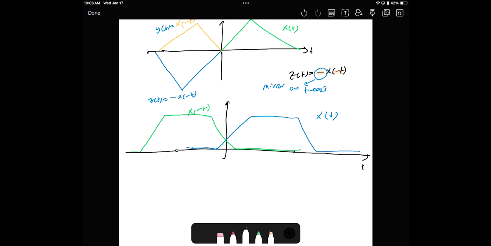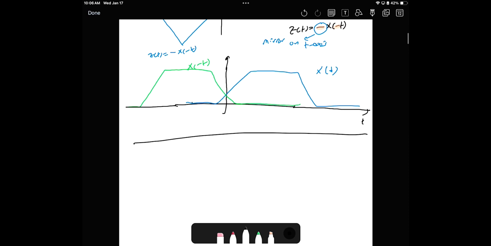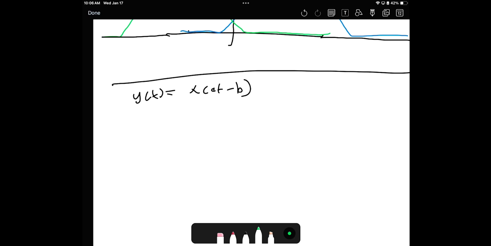Now, we need to think also on something else, like when we have both time shifting and scaling and reversal. So if we have multiple things, what do we need to do? So for example, when we have y of t equals x of at minus b, how can we deal with these types of problems? Basically, we will see that we have scaling, because we have a for the scaling. Then we have b, this is for shifting.